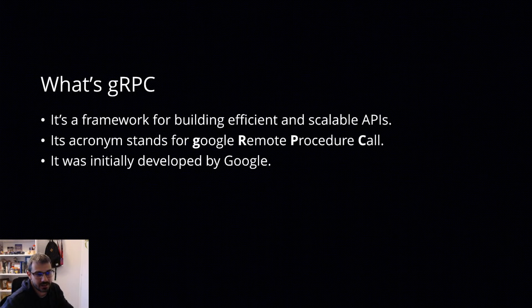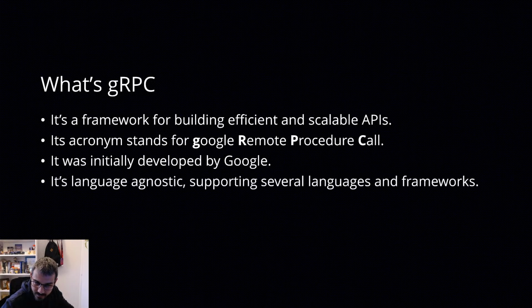And now, in fact, it's part of the Cloud Native Computing Foundation, the CNCF, alongside other standards such as OpenTelemetry, Kubernetes, among others. Okay. It's language agnostic, supporting several languages and frameworks. So meaning that you can have, of course, one API written in .NET, another one written in Java, or another technology, and you can connect both of them without any kind of problem by using the same contract definition. Okay.